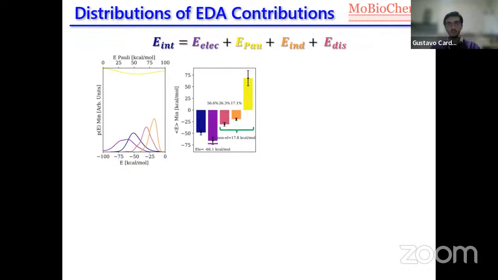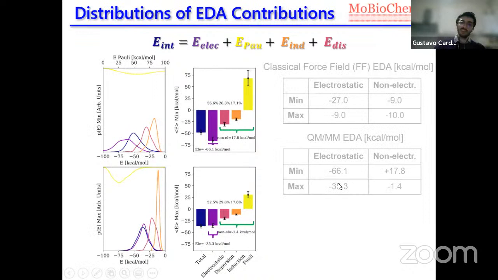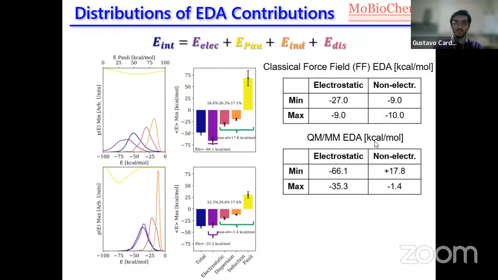What happens now when we go from the minimum to the maximum? Okay, surprise, surprise. We see that once again, the electrostatic term is predominant over the non-electrostatic one. Okay, so this time, this is in disagreement with the classical force field computations that I had shown you at the beginning of the presentation. What can we draw from these results?